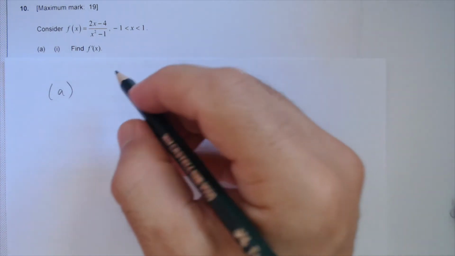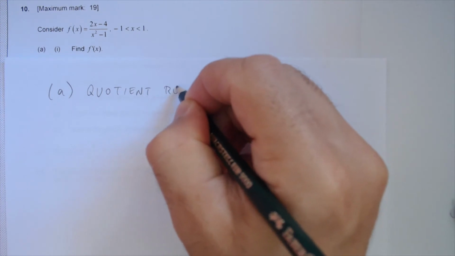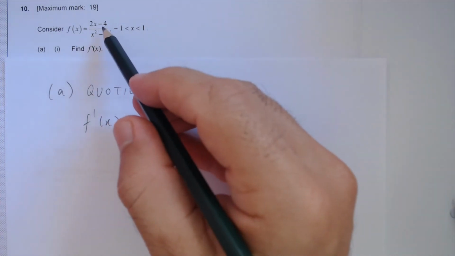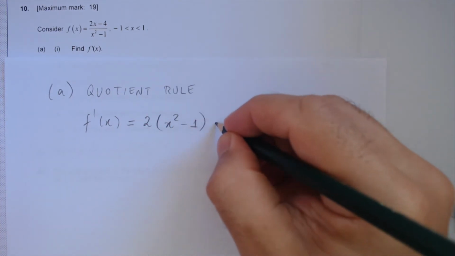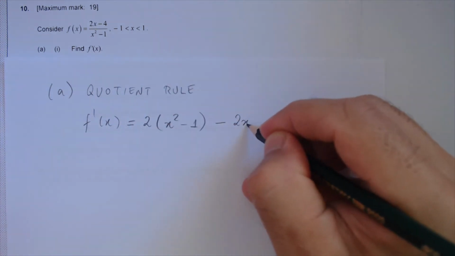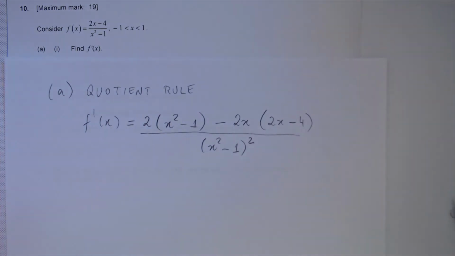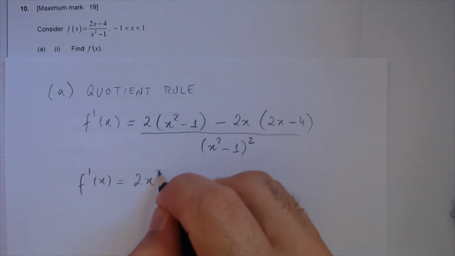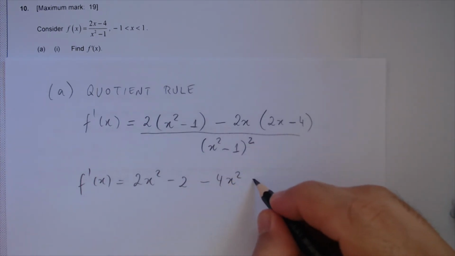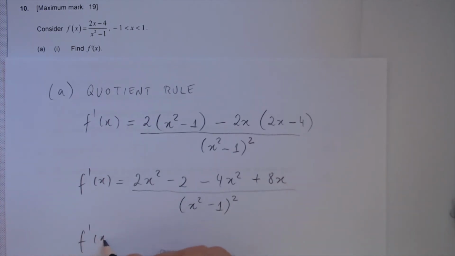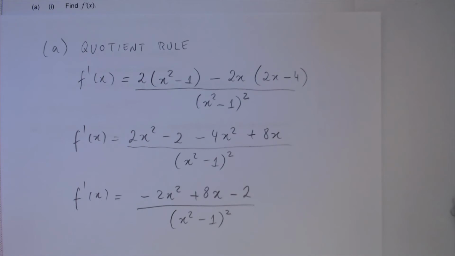In this question, to do the derivative, we must use the quotient rule. Apply the quotient rule to the function f. The derivative is derivative of 2x minus 4, which is 2, times x squared minus 1, minus derivative of x squared minus 1, 2x, times 2x minus 4, over x squared minus 1 squared. Simplifying, f dash equals 2x squared minus 2 minus 4x squared plus 8x over x squared minus 1 squared. Collecting like terms, minus 2x squared plus 8x minus 2 over x squared minus 1 squared. That's the answer for part A1.